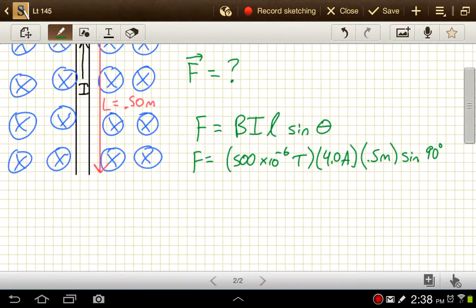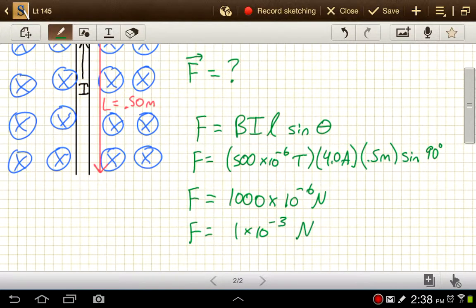And so the magnitude of this force is going to be, let's see, 500 times 4 times 0.5 is just times 2. So that'd be 1,000 times 10 to the negative 6. Sorry, not teslas, that's newtons. Times 1 is just 1,000 times 10 to the negative 6, or 1 times 10 to the negative third newtons.